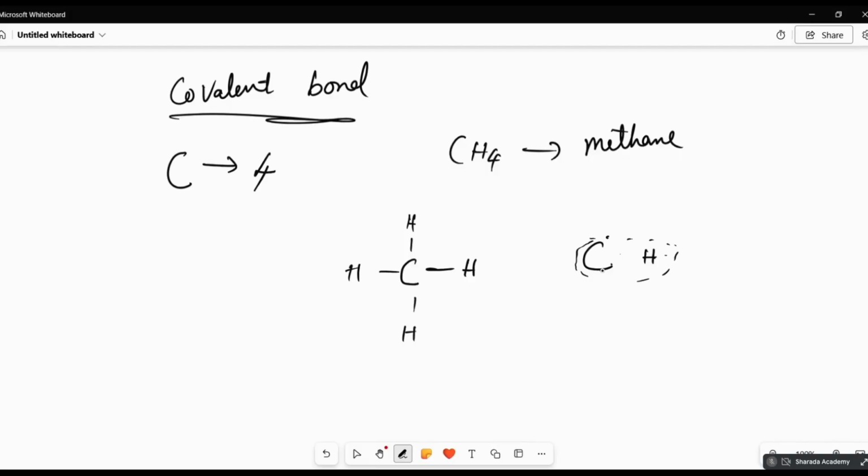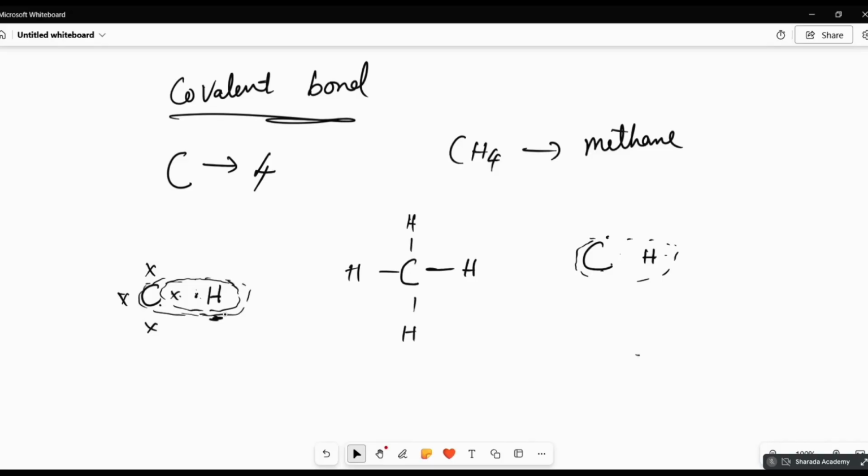See, one carbon is there. It has 4 electrons in its outermost orbit. One hydrogen is there. That hydrogen has only 1 electron, so it also requires 2 to fill its shell, no? So these 2 electrons will be rotating with the hydrogen, and for the carbon also. These shared electrons will be rotating for both carbon and hydrogen. Like that it happens.